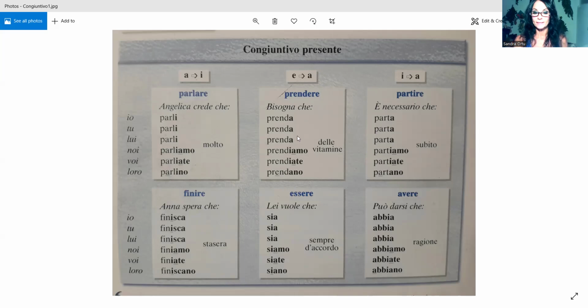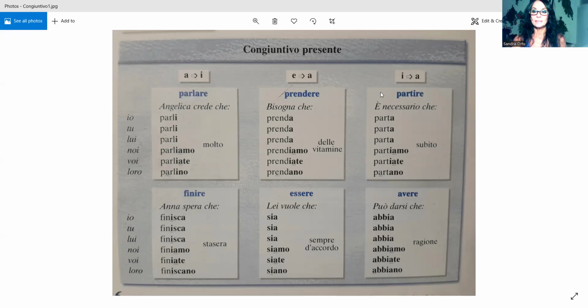Again, the first, second, and third person singular have exactly the same ending, which is in a. We are dropping ere from prendere. We are adding a. And for noi, we still have iamo. For voi, we have iate. Again, for loro, we have ano. So I'm going to read it. For the first three persons is prenda, and for noi prendiamo, voi prendiate, loro prendano.